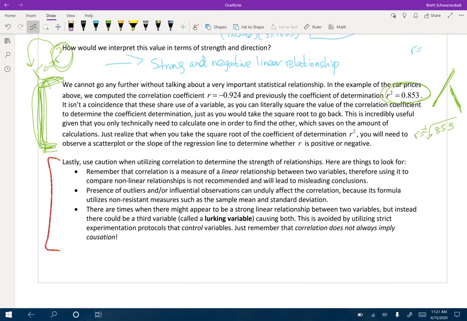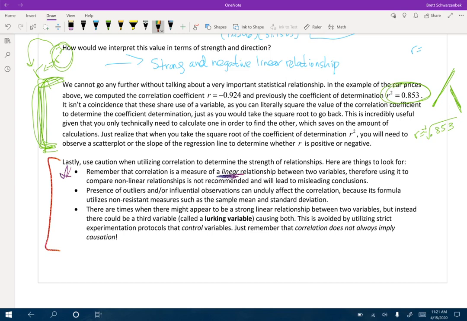I'm going to read these because students can sort of muff these up a little bit and make minor errors in logic. So first one says, remember the correlation is a measure of just linear relationship between two variables. So if you try to use it on non-linear relationships, you're going to get misleading conclusions.